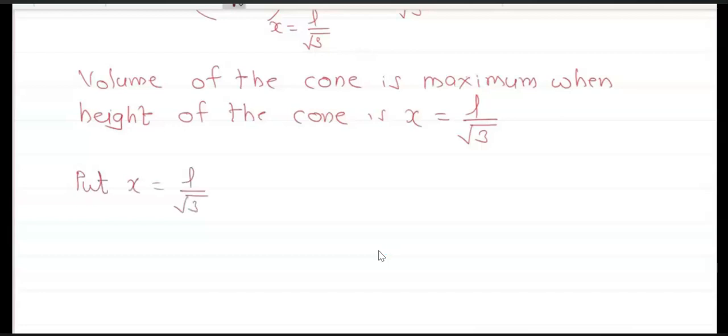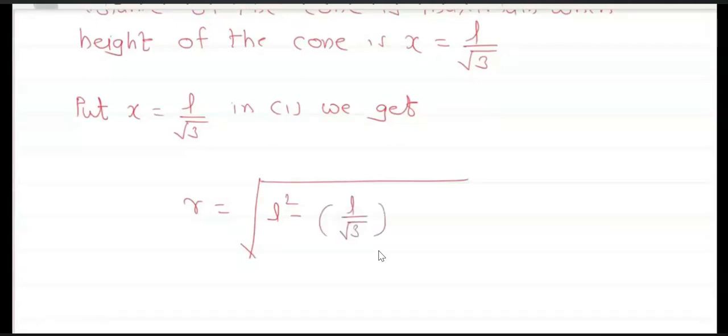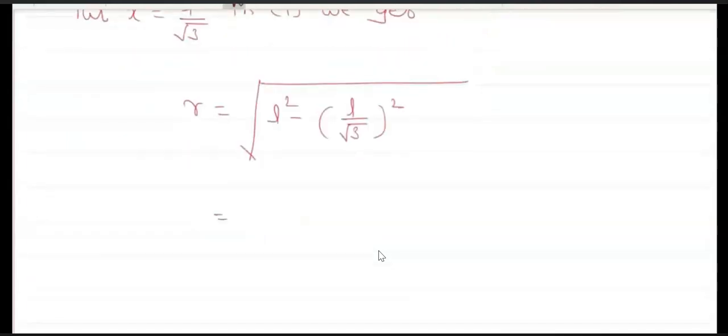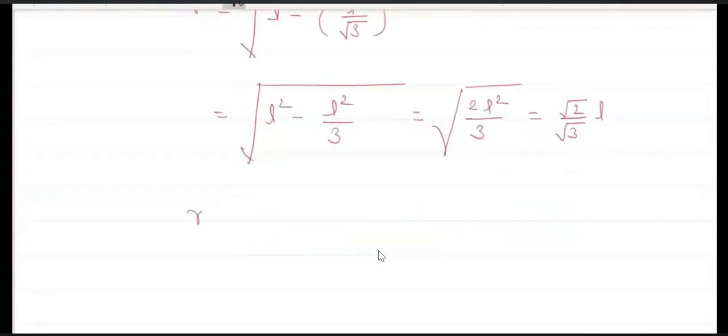Now we'll find the angle. That is, x is equal to L upon root 3. What we have is r is equal to the root of L square minus x square. That is, the root of L square minus L square upon 3, that is 2L square upon 3. That is equal to root 2 upon root 3 L. So r is equal to root 2 upon root 3 L.